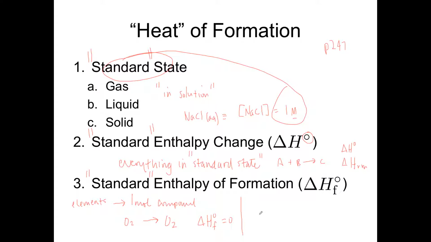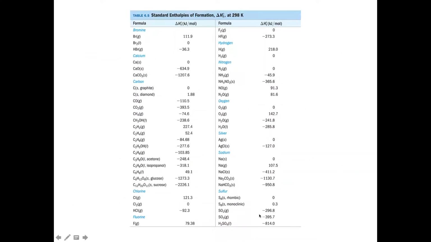All right, let's look at the table first. Can you see the standard enthalpy of formation of bromine as a liquid? I know this is too small to see. You need to go to page 248 and look at this table, table 6.5. It's 0. Why? Because bromine is already in its standard state. What about calcium? In its standard state it is 0.